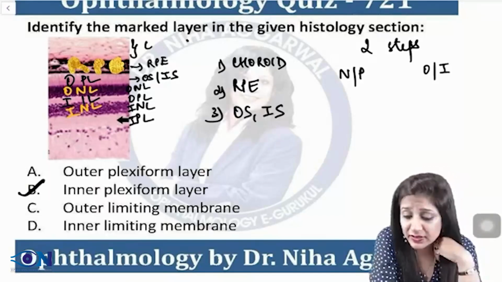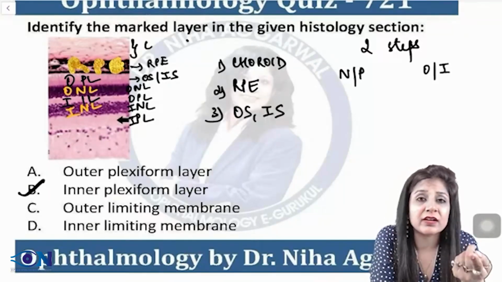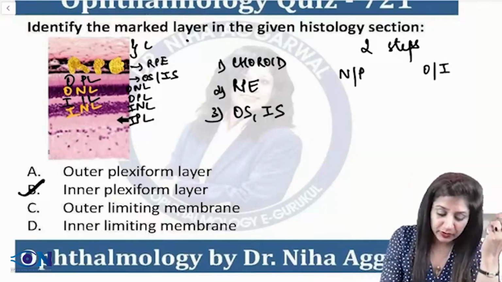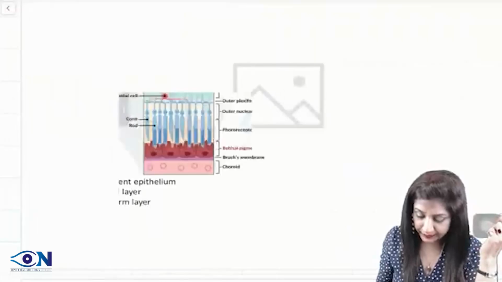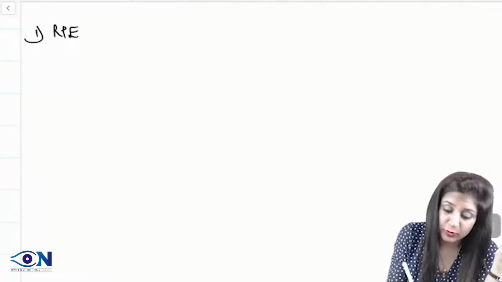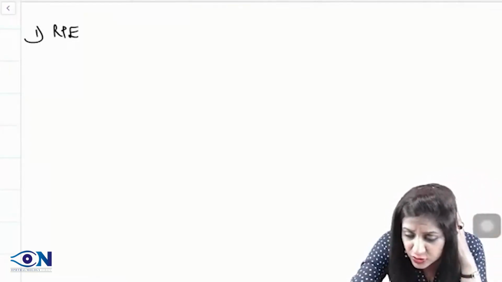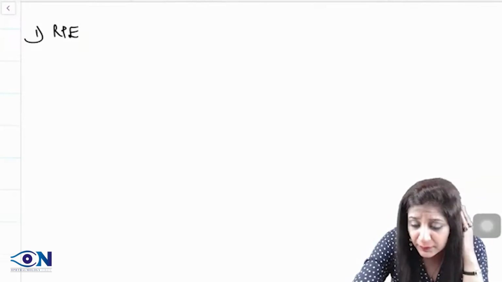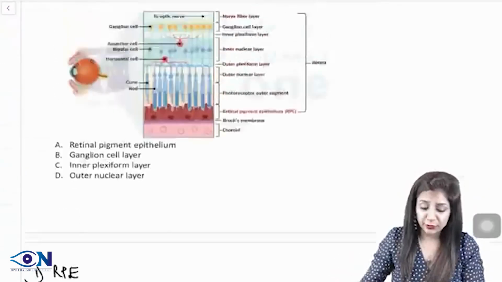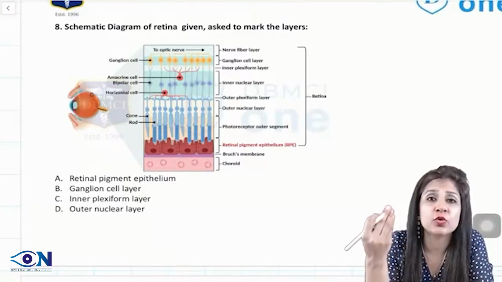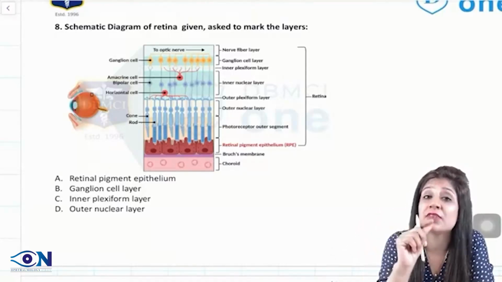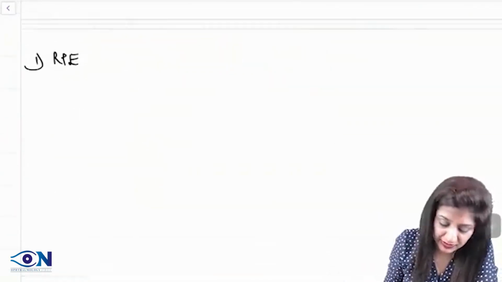Now, if they had asked to just arrange the layers, you already know the names of the layers. First of all we have the RPE layer. This is the outermost layer. A more detailed image was given, not the histopath image. If this kind of image was there and they have already told you that ganglionic cell layers are there, where we have the ganglionic cells, you can easily mark like this.